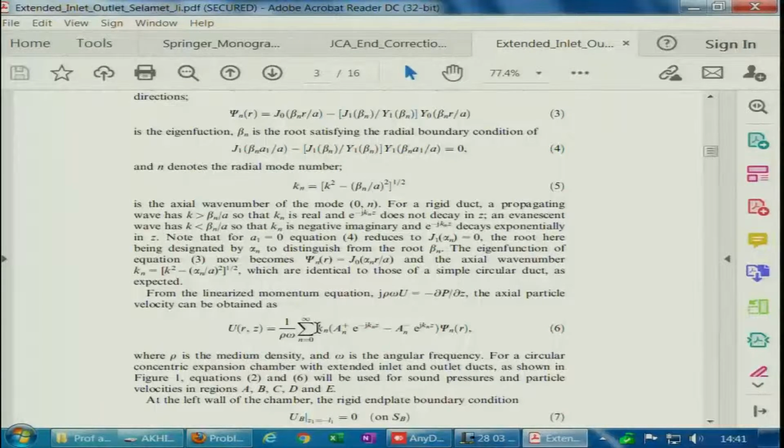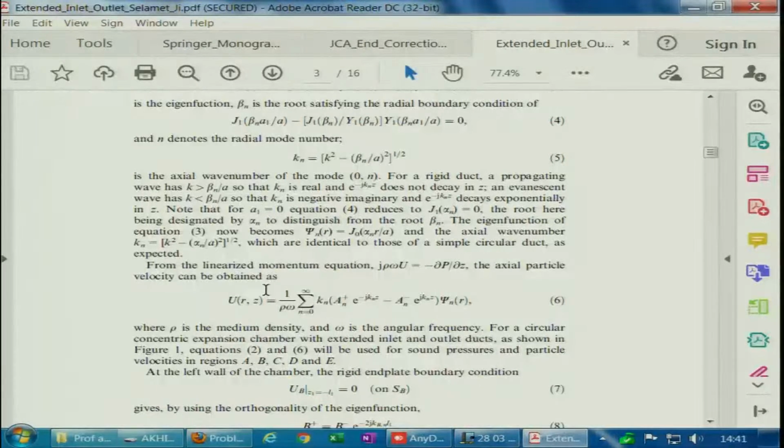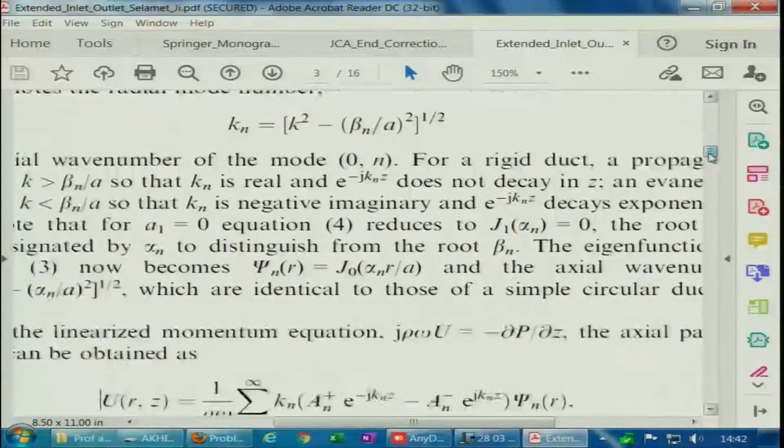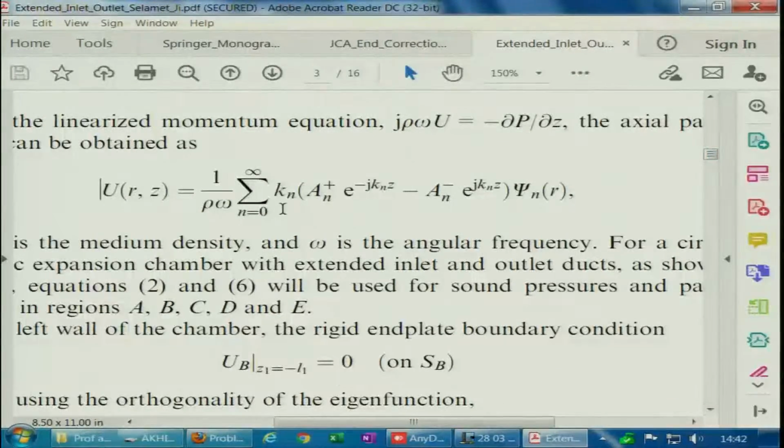Obviously k n is not k naught in the general case; it is the square root of k naught squared minus alpha n by r squared, the root over the entire thing. So, k n you cannot take out of the summation sign; it must remain like this. Let me just zoom this in for you so that you can have a look at it a bit more clearly. So, this is the one that I am talking about.